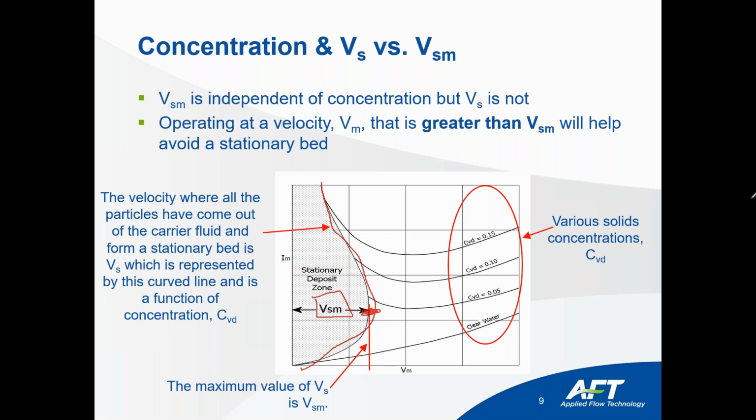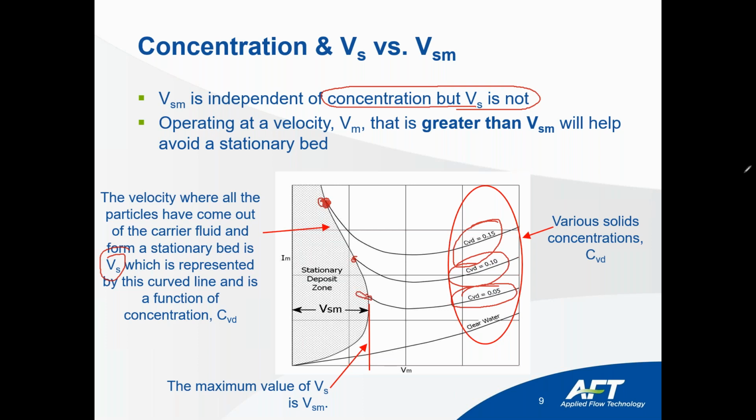Now, let's go back to the concept of just the VS parameter, your settling velocity itself. Your settling velocity is not independent of concentration. So as you can see, for each of these points of the settling velocity, it is different depending on the concentration of solids that are present in your slurry. So as you get higher and higher concentrations down here, the velocity at which they could start settling out would be less.